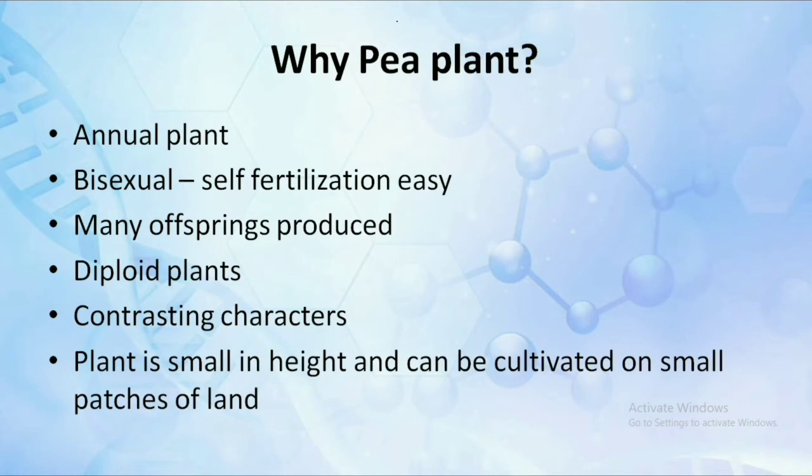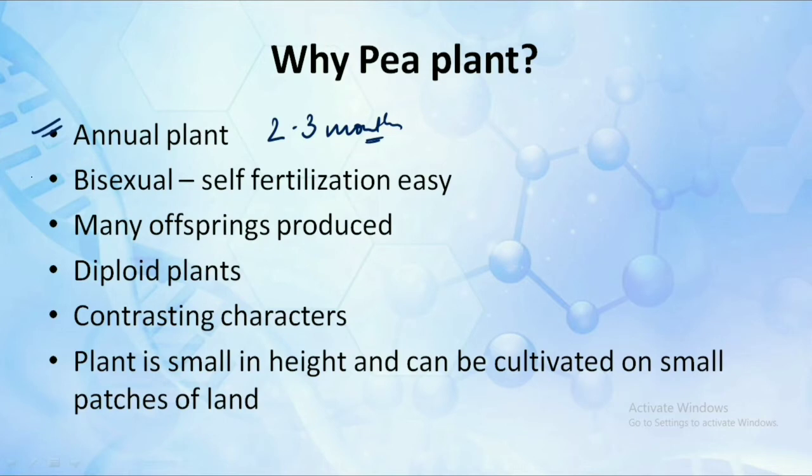But why did he use pea plant only? There were many reasons for the same. The first reason was that pea plant was an annual plant. That is, it was not a perennial plant for which he had to take care for a longer time. It was an annual plant, and flowering could occur in 2 to 3 months itself. It helped him to carry out the working mechanism in a better way.